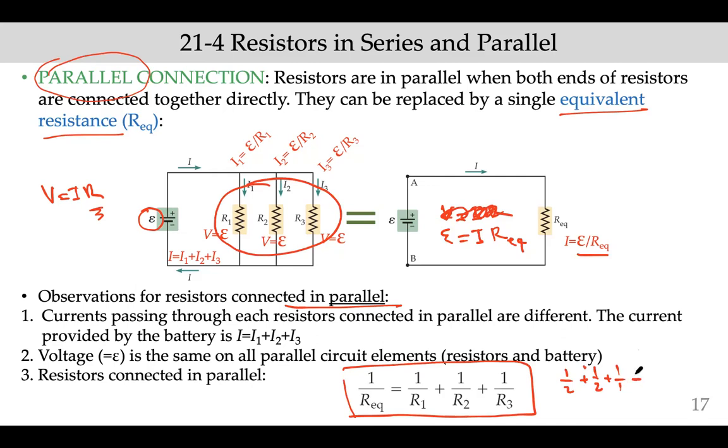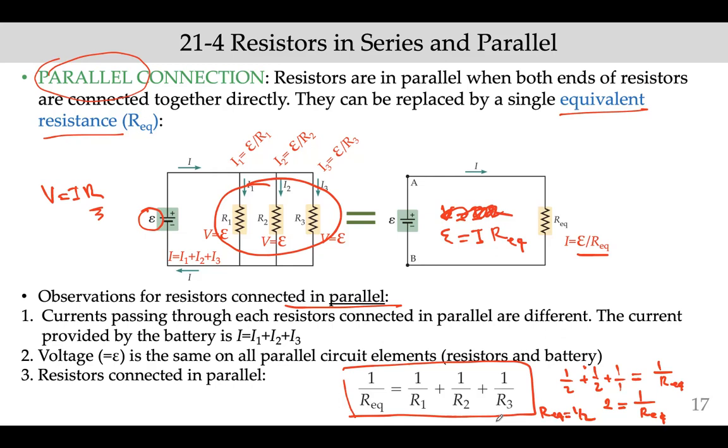So this is equal to 1/R equivalent. So 1/2 plus 1/2 makes 1, plus 1, it makes 2. So 2 equals 1 divided by R equivalent. One of the common mistakes here is thinking that 2 is the R equivalent, but it's not correct. So it's 2 is equal to 1/R equivalent. So here, then R equivalent becomes 1/2.